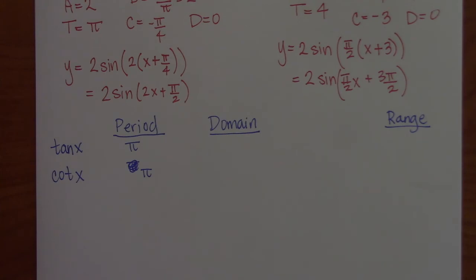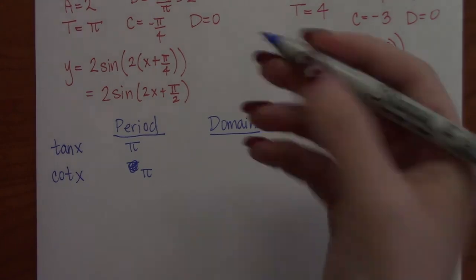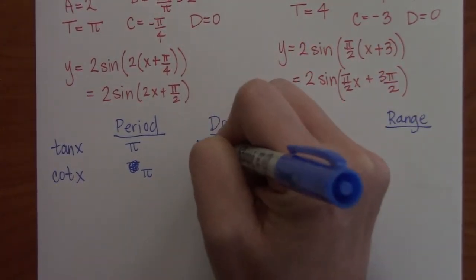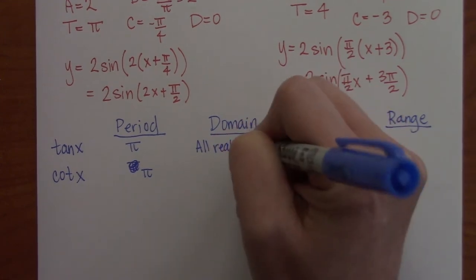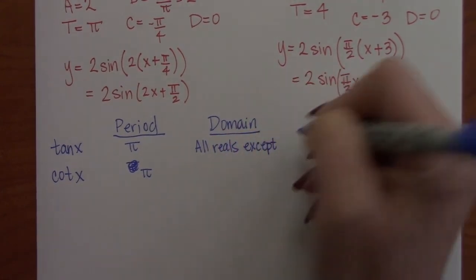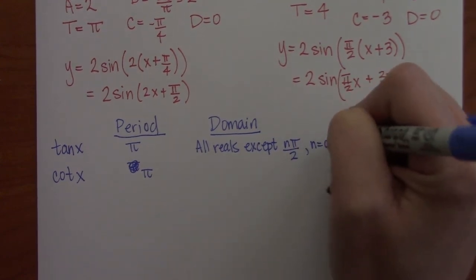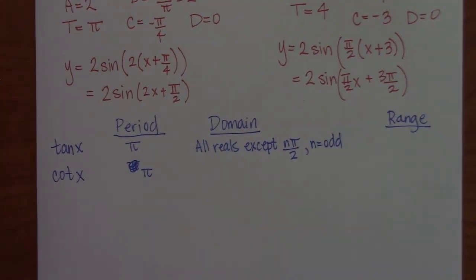So for tangent, the domain doesn't exist, or let's put it this way, all values are kicked out of the domain wherever cosine is 0. And that's at those odd multiples of pi over 2. So one of the ways we describe the domain of tangent x is all reals except n pi over 2, where n is odd.